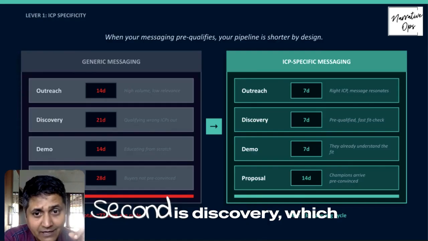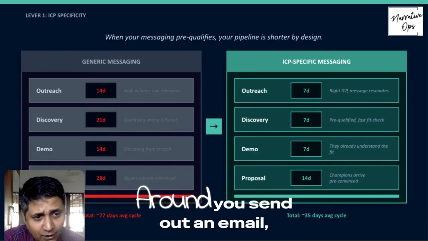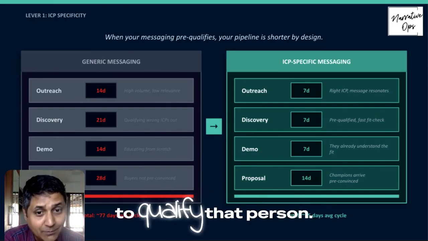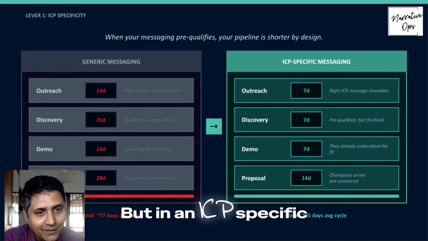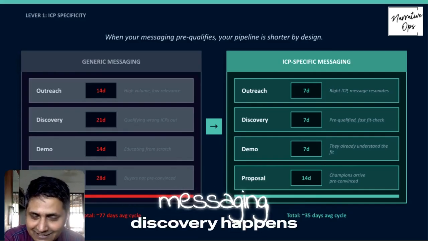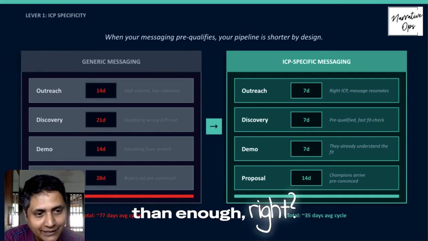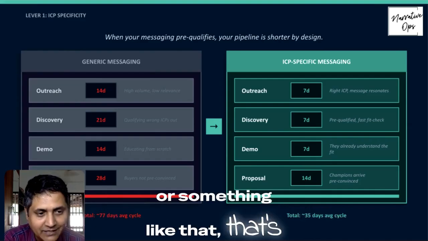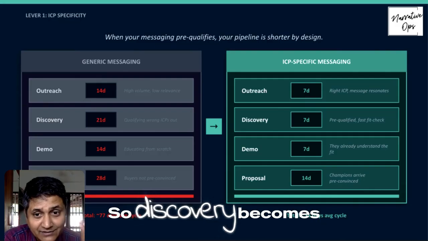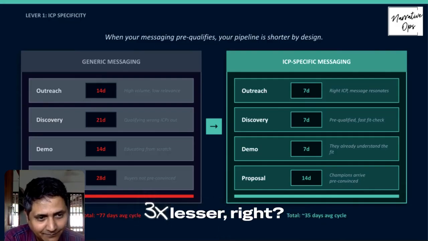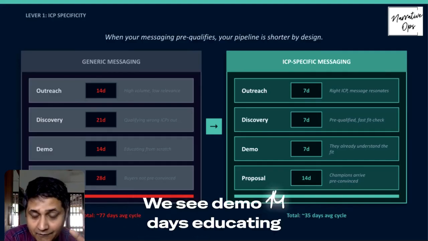Second is discovery, which is normally around 21 days. You send out an email, somebody responds, and you have to qualify that person. Qualifying and ruling out the wrong ICP takes a lot of time. But with ICP-specific messaging, discovery happens quicker because they are already pre-qualified. A fast fit check is more than enough, such as whether they have a budget or something like that. So discovery becomes 3x shorter. 21 days to 7 days is what we typically see.